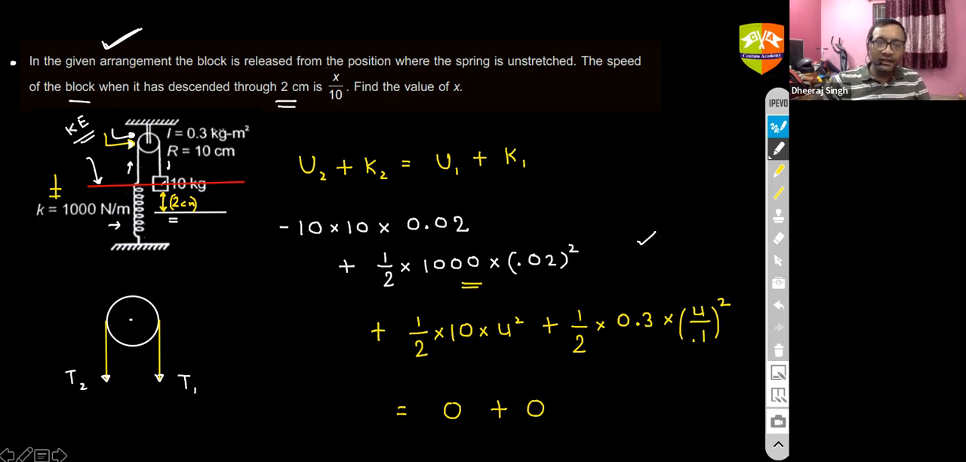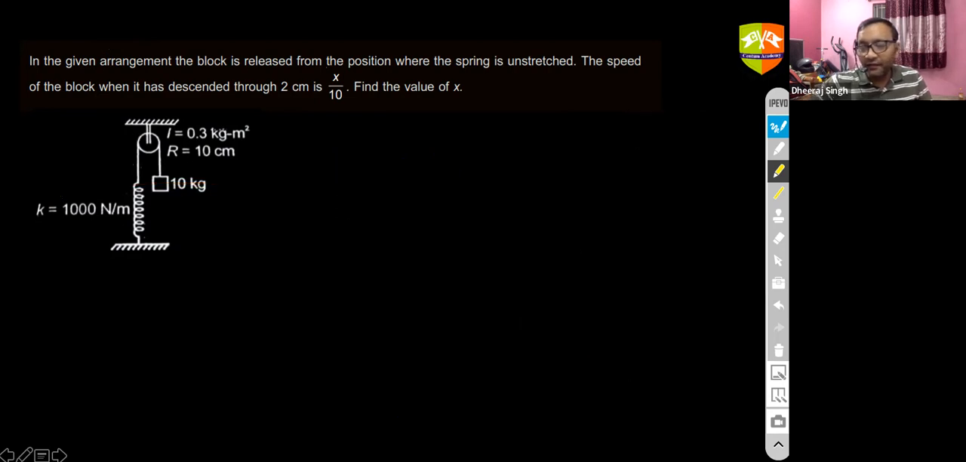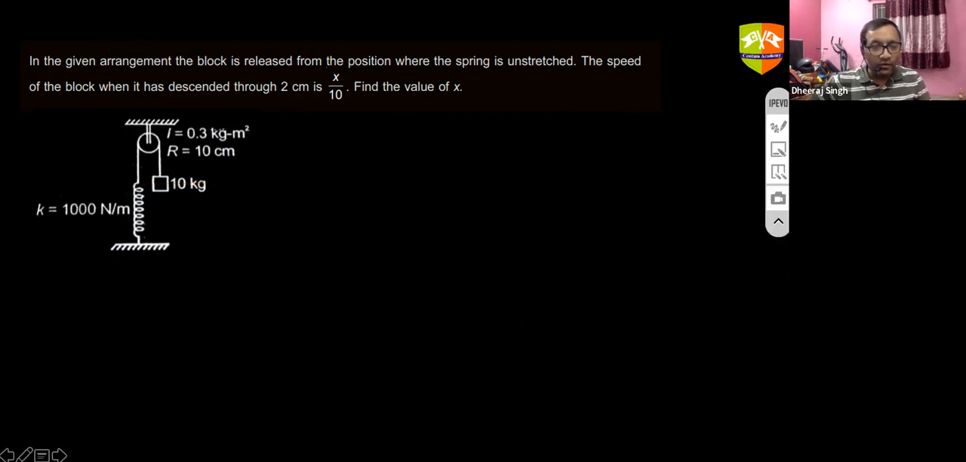What answer do you get here, everyone? U is what? 3 by 10 meter per second. Correct. Okay, so let us start gravitation now. Let us start gravitation now, everyone.